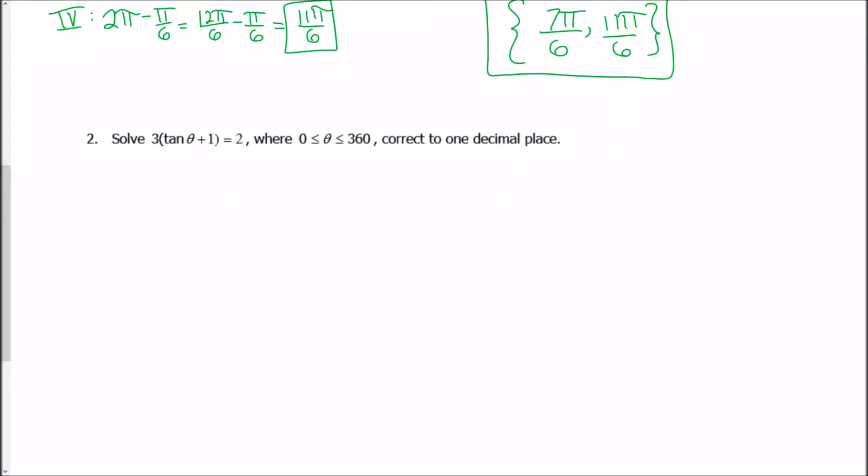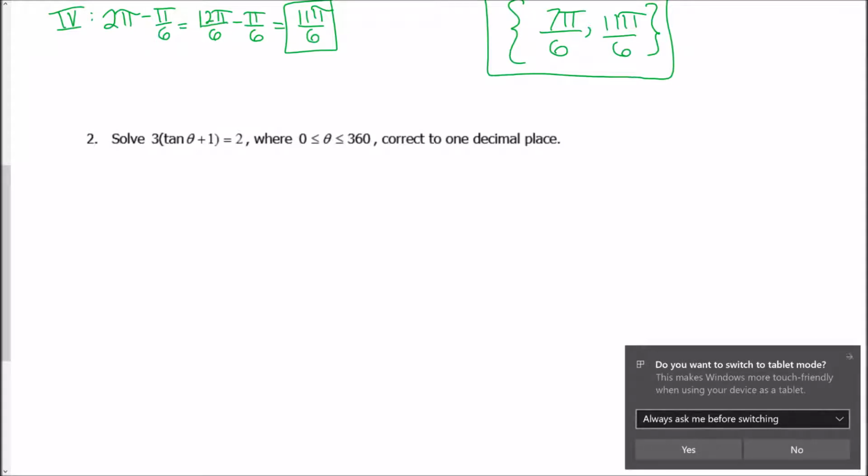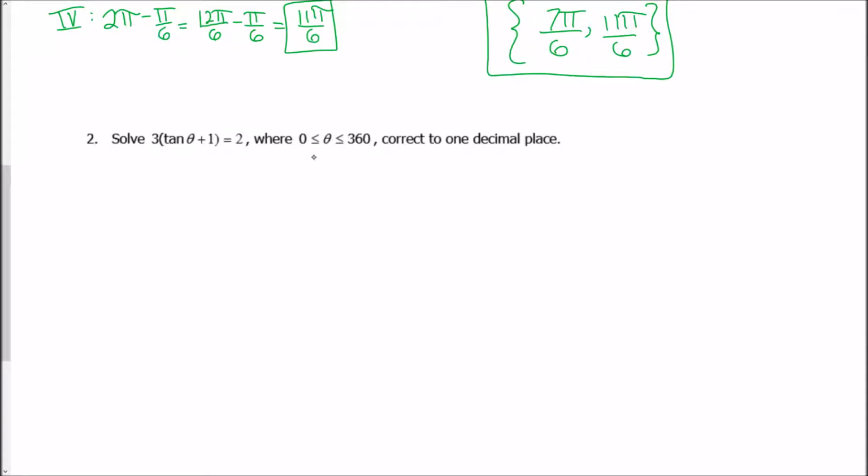All right, so let's take a look at question number 2. Number 2 says to solve for theta, where 3 tan of theta plus 1 is equal to 2, and theta is between 0 and 360. So this time our answer is going to be in terms of degrees as opposed to having it in radians. The first thing I'm going to do is get rid of this 3 right here. So if I have 3 tan of theta plus 1 equals 2, I'm going to divide everything by 3.